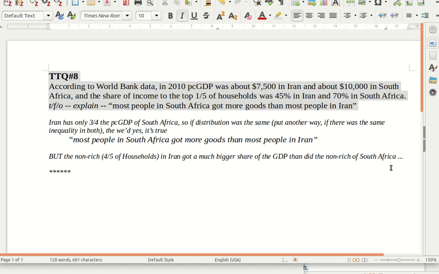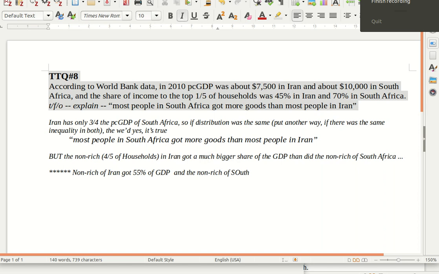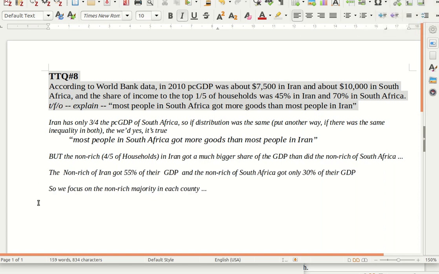Calculate the non-rich's share. The non-rich of Iran got 55% of GDP, and the non-rich of South Africa got only 30%. Let's write that down. Okay, there we go. Iran's non-rich got 55% of their GDP. South Africa's non-rich only got 30% of their GDP.